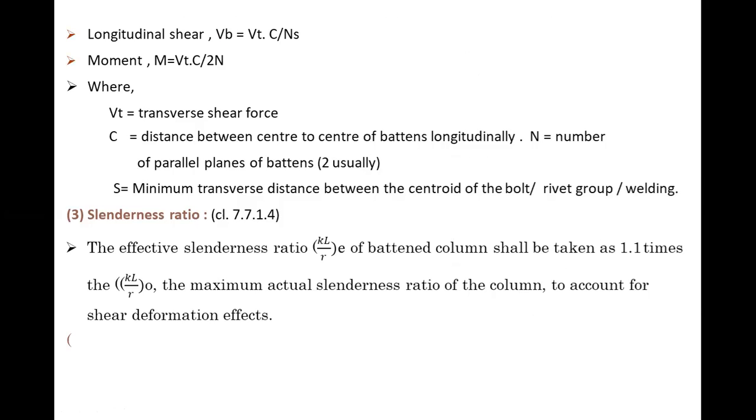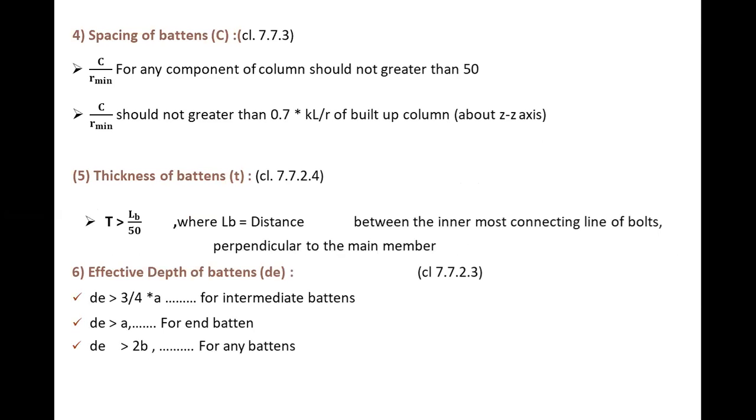The effective slenderness ratio (KL/r)e of a batten column shall be taken as 1.1 times the (KL/r)o, the maximum actual slenderness ratio of the column, to account for shear deformation effects. The fourth one is the spacing of battens, denoted by C, which is given in clause number 7.7.3. In that case, C/r minimum for any component of the column should not be greater than 50. And the second is that C/r minimum should not be greater than 0.7 multiplied by KL/r of the built-up column about the ZZ axis, right?